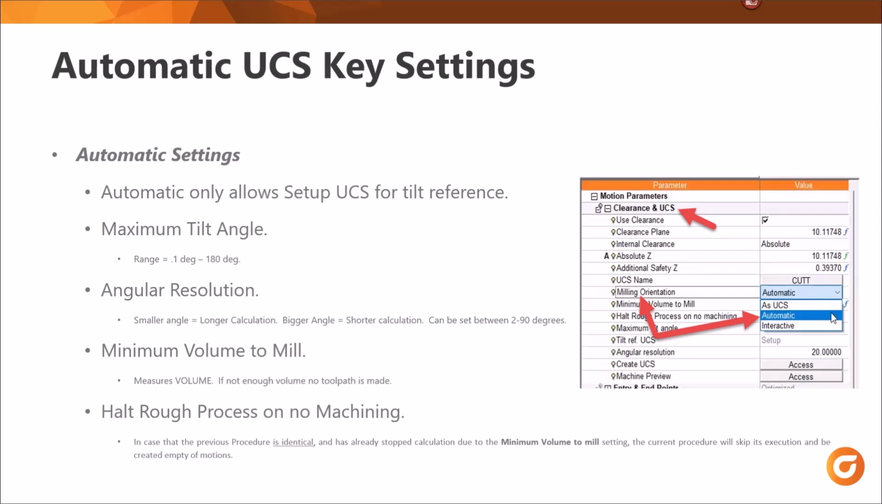Halt rough process on no machining. In case that the previous procedure is identical and has already stopped calculation due to minimum volume to mill setting, the current procedure will skip its execution and be created empty of motions. This is useful for templating. If you have a handful of these you load in, you don't want it to continue if there's no reason. It just takes up time. So, just a setting to be aware of.